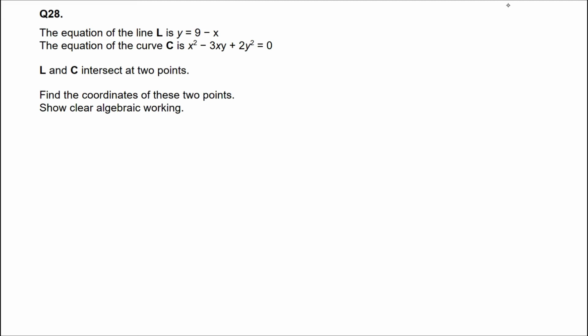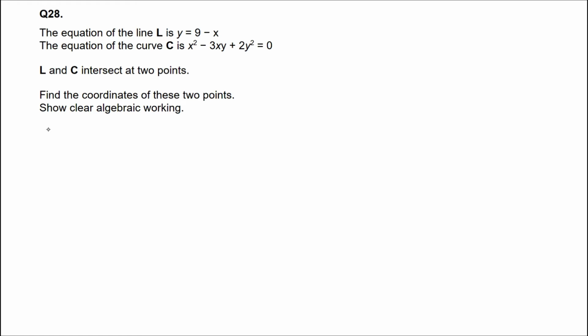In this question, it's given that we have an equation of a line and an equation of a curve, and these two are intersecting at 2 points. So the line and the curve intersect at 2 points. We are required to find the coordinates of these 2 points. So what you should remember here is that at the point of intersection, the coordinates will be the same.